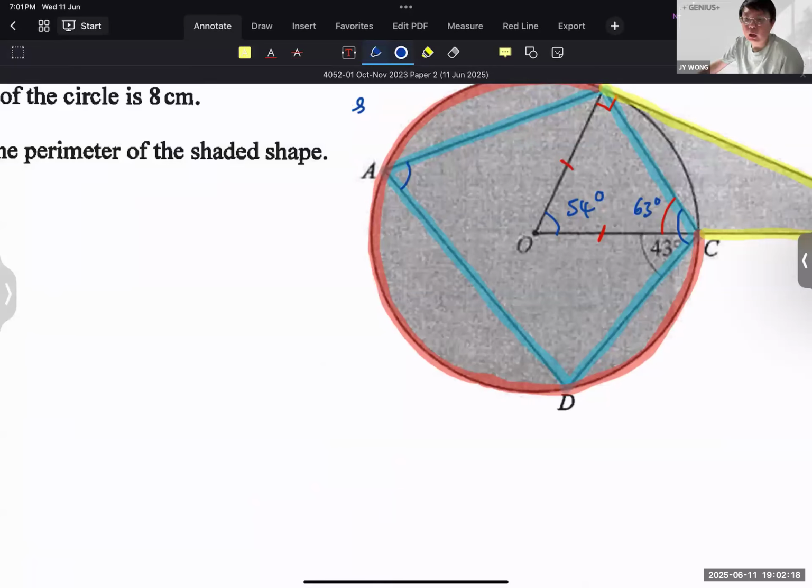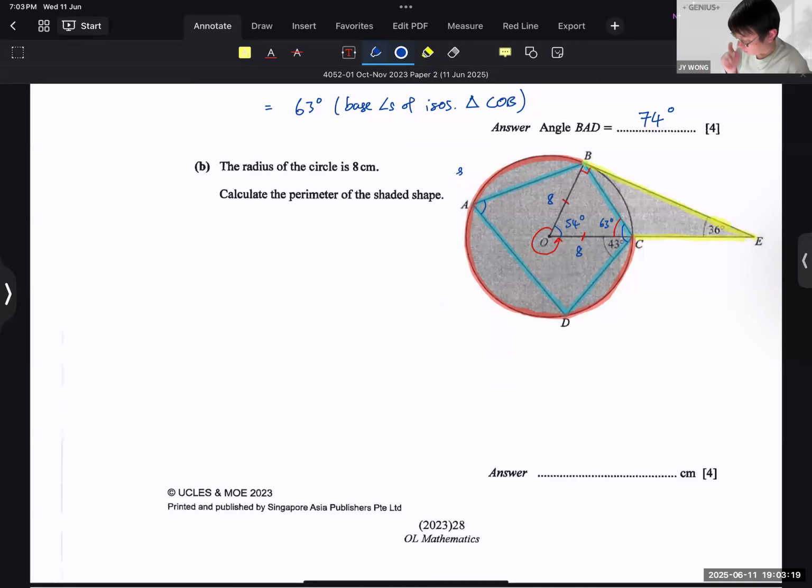Alternatively, some of you will tell me, I can just find the minor arc BC and then go and minus, right? Yes, you can. Up to you. So I can find the major arc, or I can find the minor arc and then take the whole circle minus the minor arc. But I'm going to find the reflex angle BOC. So reflex angle BOC is equal to 360 minus 54 to give me 306, because angle sum at a point.